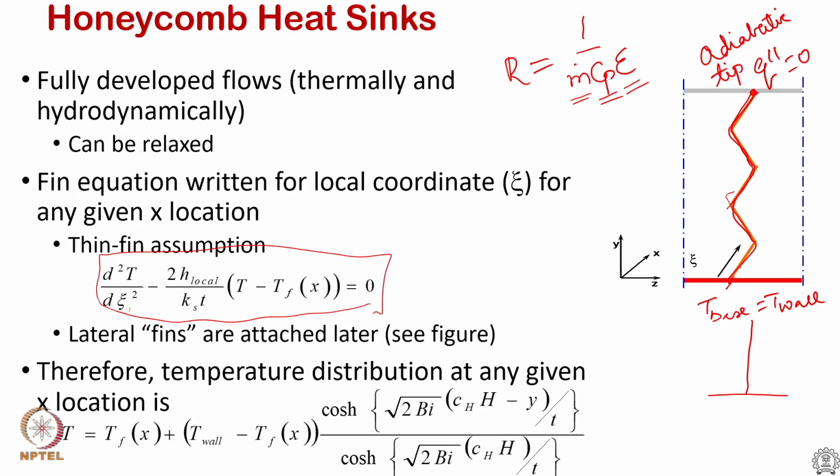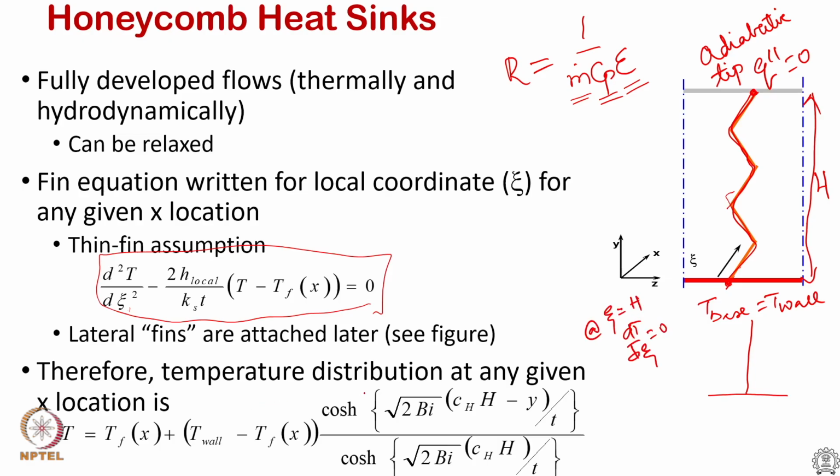With these, we use the standard relationship where the boundary condition is that T equals T wall at psi equal to 0, and at psi equal to h, which is this height, we get the adiabatic condition, dT by d psi equal to 0 at psi equal to h.